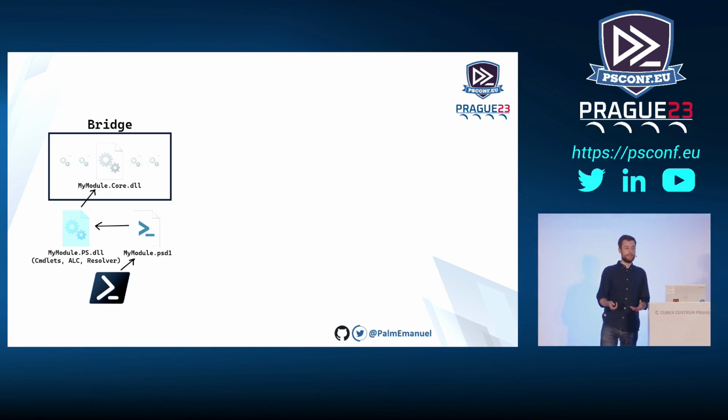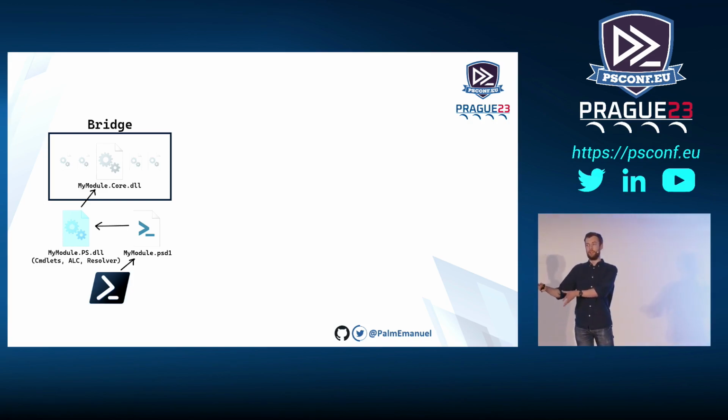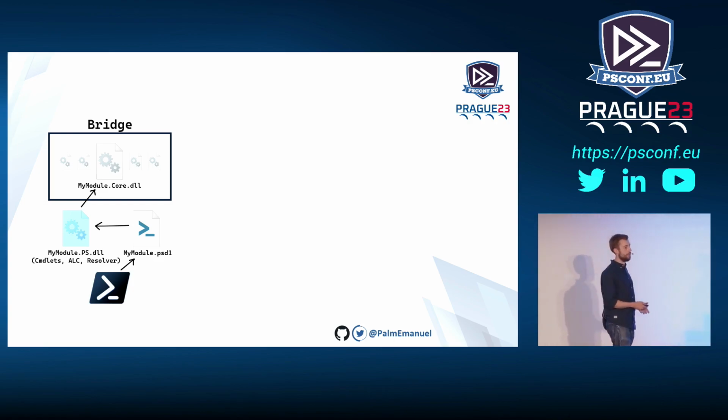So the idea here is that the PowerShell module, the PS module here, is also the resolver and the ALC creator, so that when we load that module, it takes care of loading all its dependencies into its own ALC. And that kind of works. That's the most robust solution. It's also the most complicated to write.